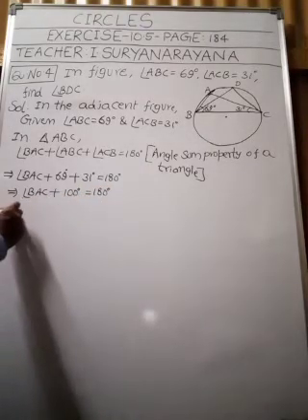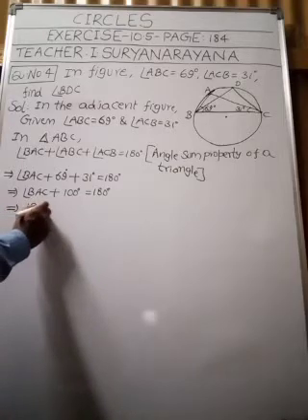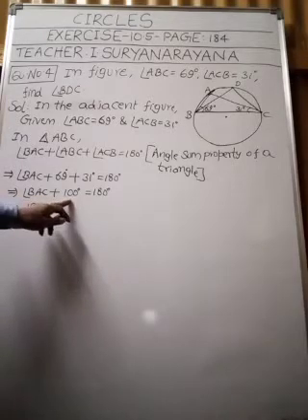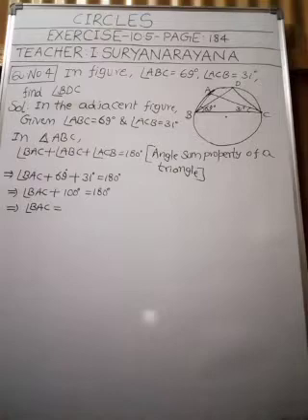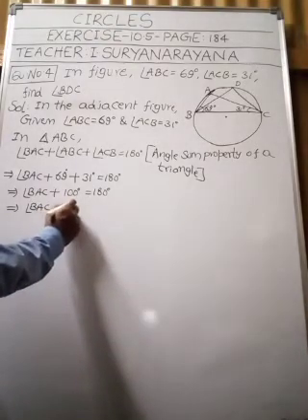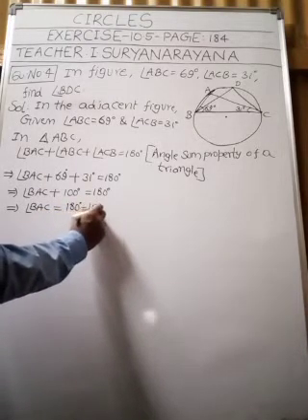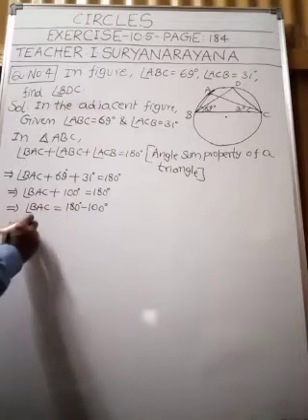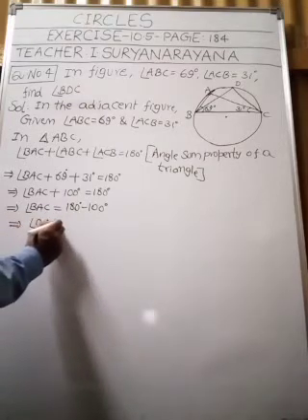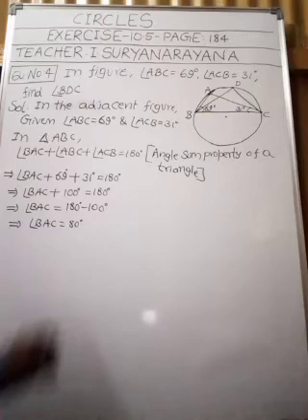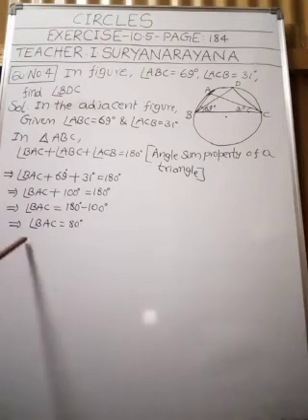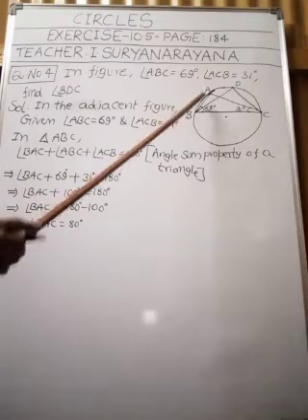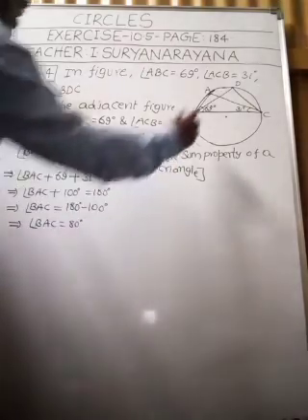Right. Angle BAC is equal to, we are transposing plus 100 to the RHS, then it becomes minus 100. Okay, my children? So 180 degrees minus 100 degrees. This implies angle BAC is equal to 80 degrees. Understood this step, my children? Angle BAC is equal to 80 degrees. We got here 80 degrees.